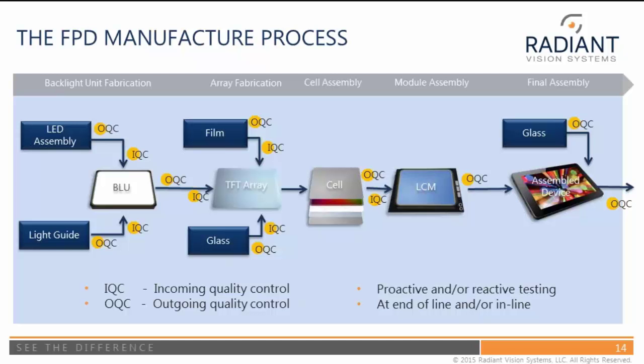Specifically, the backlight unit, the cell, the open cell, and the LCM are all points where significant amounts of human inspection are done. And inspecting the film, glass, light guides, and even the LED assembly are all options that can be done to improve the overall quality of the product and streamline the assembly process.